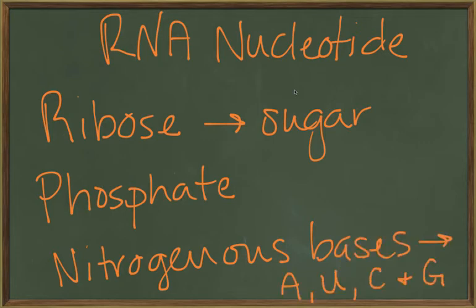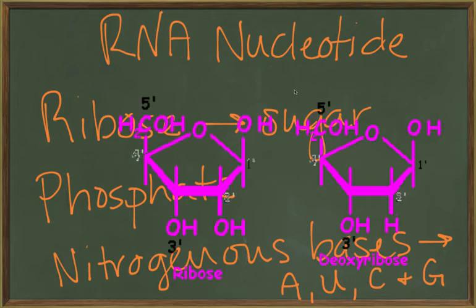Whereas phosphate doesn't change at all. That's the only one that stays exactly the same between DNA and RNA. In this picture that I'm showing you right now is the difference between ribose and deoxyribose. Really, the only thing that is different is deoxyribose is missing an oxygen, whereas ribose has it.